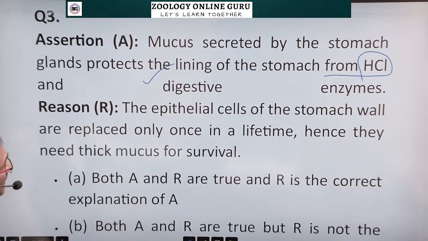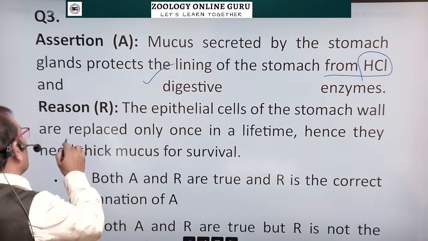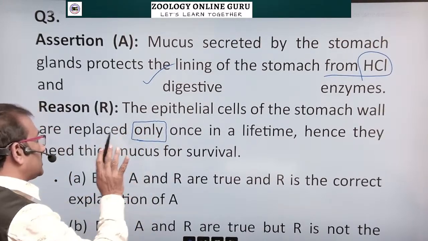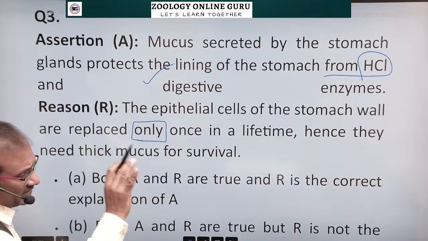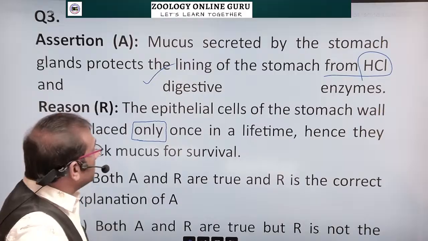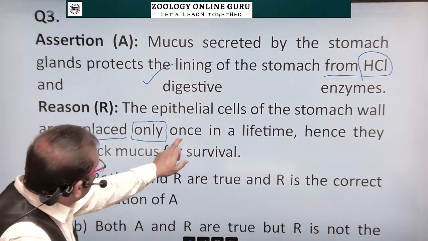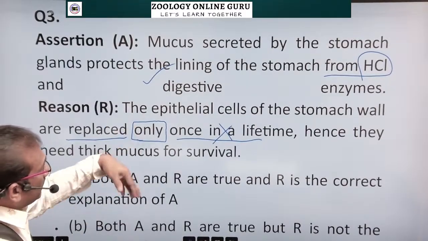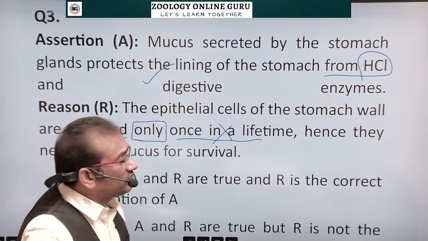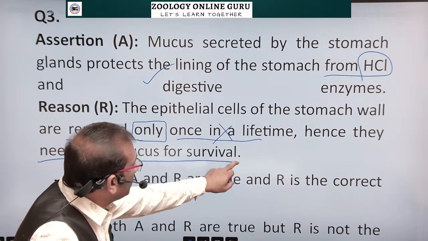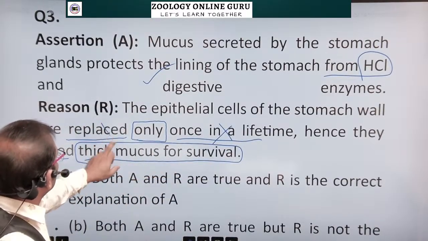Because the epithelial cells of the stomach wall are replaced only. See, whenever you see the word "only," stop for 2 seconds and think. Okay, something is there. "Only" means something is there. So replaced only once in a lifetime? No. Once in a lifetime is not possible. So they are replaced a number of times in our lifetime. Hence they need thick mucus for survival. No, this is the wrong answer.